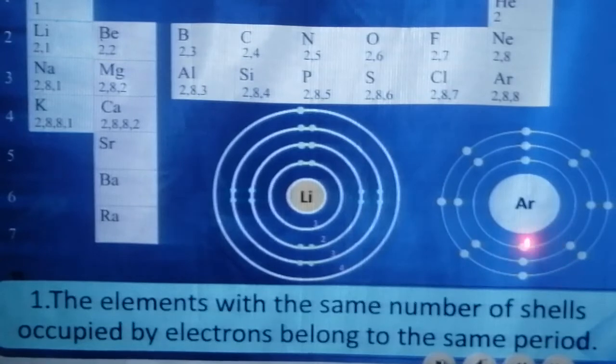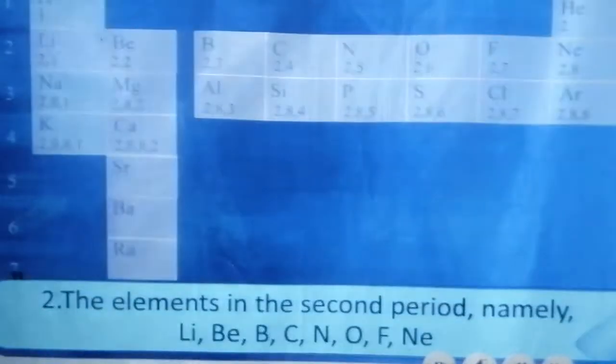Like this: 2 electrons, 8 electrons, 8 electrons. Argon has 2 electrons, 8 electrons and 8 electrons. That's why argon does not take electrons, does not receive, does not lose. That's why argon is a noble gas. Why is argon called a noble gas? Because argon does not receive electrons and does not lose electrons. Its octet is completed. That's why argon does not take part in chemical reactions. That's why argon is called a noble gas.